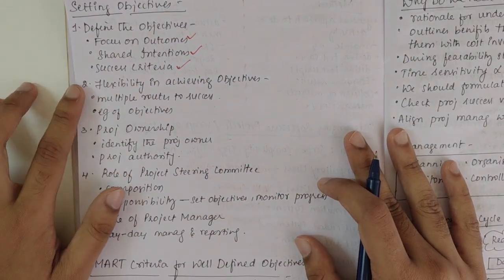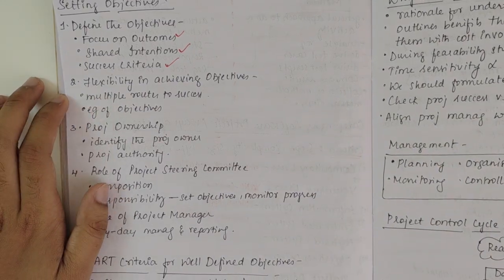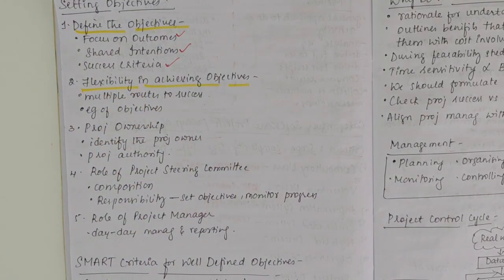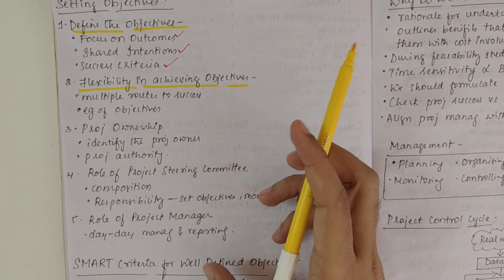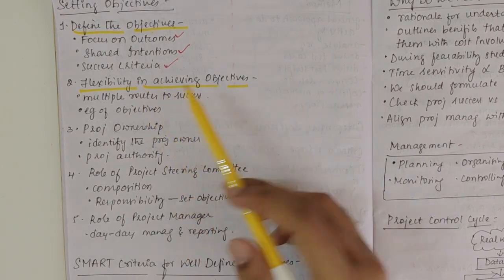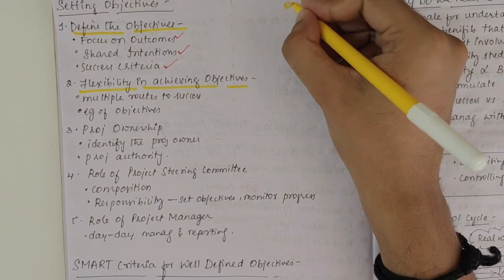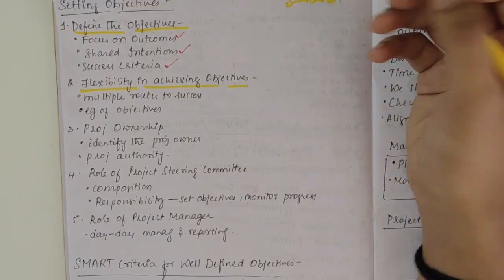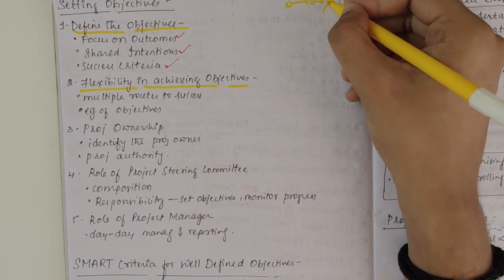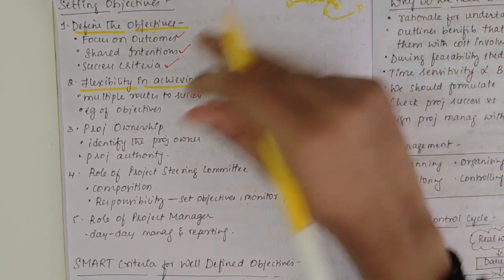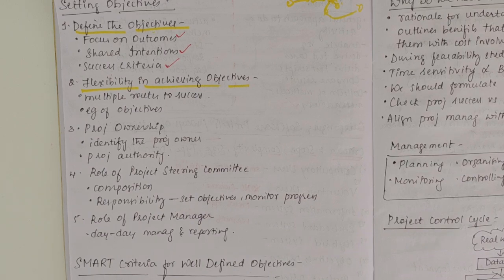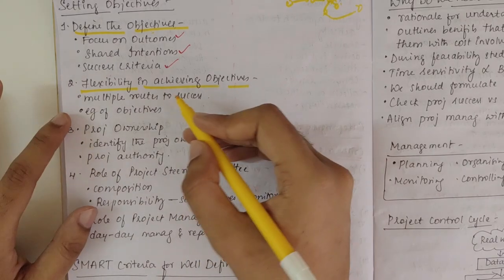Next we have flexibility in achieving the objectives. In order to achieve the objectives, the first thing was defining the objectives, and the second is flexibility in achieving them. In order to achieve success, there are multiple routes. Once we start a project and the flow goes on, if an error occurs or we are not able to move forward, there have to be multiple routes from this point so that we can reach success. Then we have examples of objectives. Objectives could range from improving user satisfaction to increasing system reliability, or reducing the overall cost, and so on.